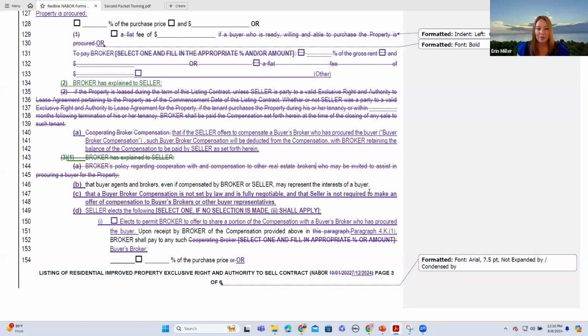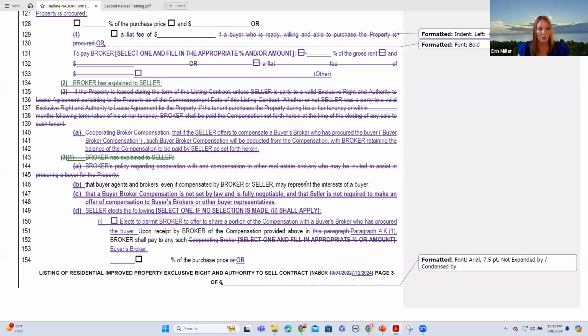Also, number 3, that buyer broker compensation is not set by law and is fully negotiable, and that seller is not required to make an offer of compensation to buyers' brokers or other buyers' representatives. Again, we want to make it clear if the seller is opting in to pay compensation to a buyer's broker, we're allowing them to review this form and opt in to elect to pay the buyer's broker compensation.